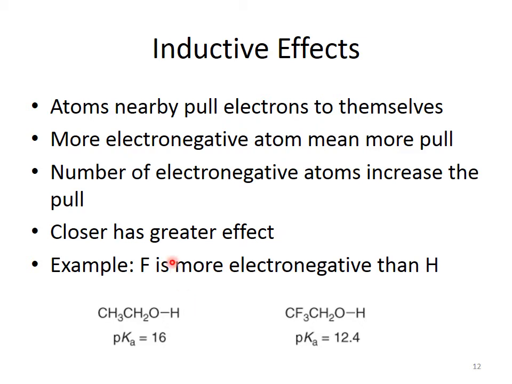So if I look at this molecule right here, when it loses a proton, it has a negative charge and there are no electronegative atoms here. But when this loses a proton, the negative charge is pulled over this way slightly by these fluorines. That makes this molecule more acidic.